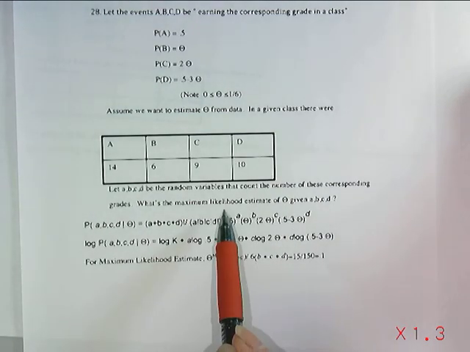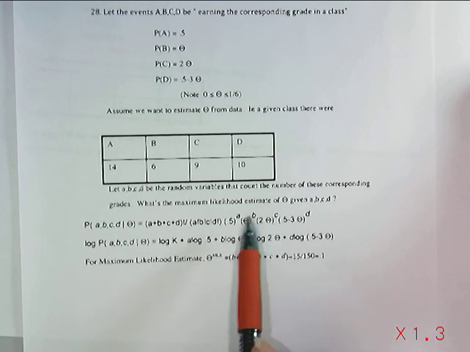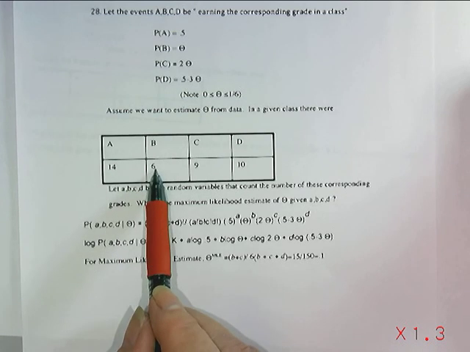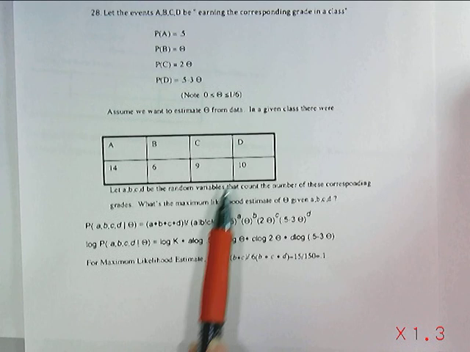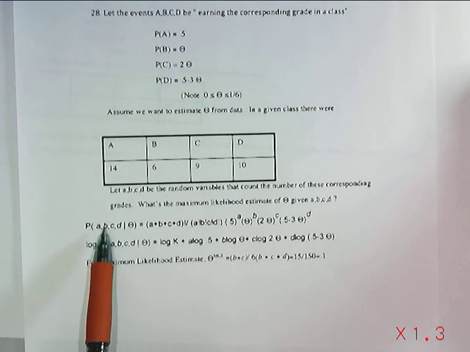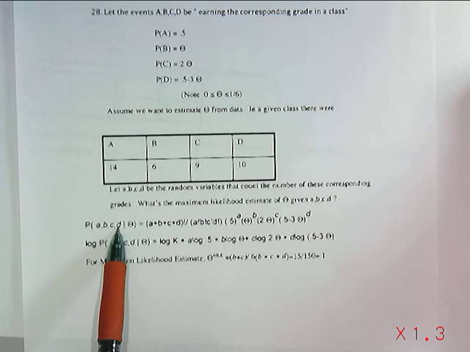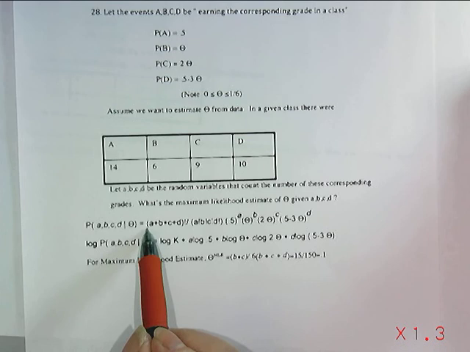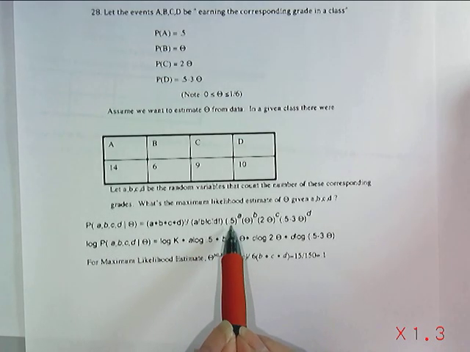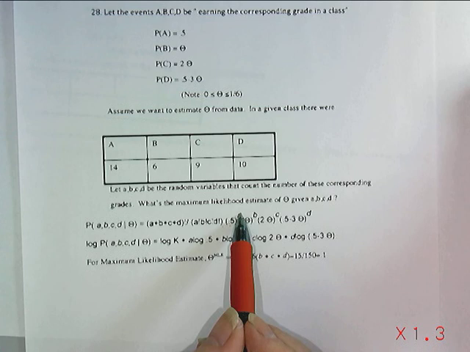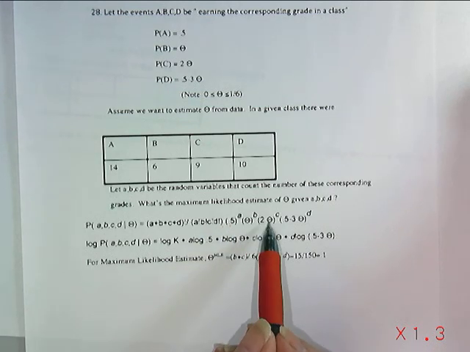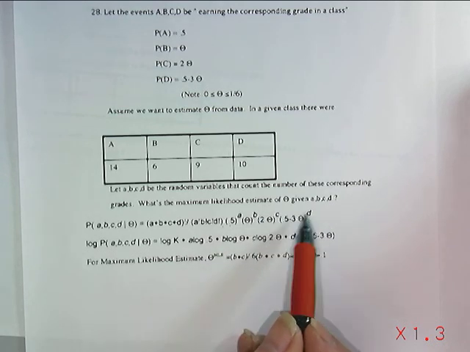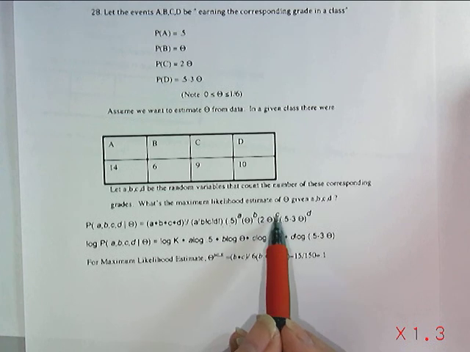First thing we do, if we want to find the maximum likelihood estimate for theta, is to write out the likelihood function, which is the probability of seeing 14 A's, 6 B's, 9 C's, and 10 D's. But in general, we could say A's, B's, C's, and D's, given you knew what theta is. Well, that likelihood function is going to be in the form of some constant times the probability of A to the number of A power times the probability of B to the Bth power times the probability of C to the Cth power times the probability of D to the Dth power, where A, B, C, and D are the number of respectively A, B, C, and D's.